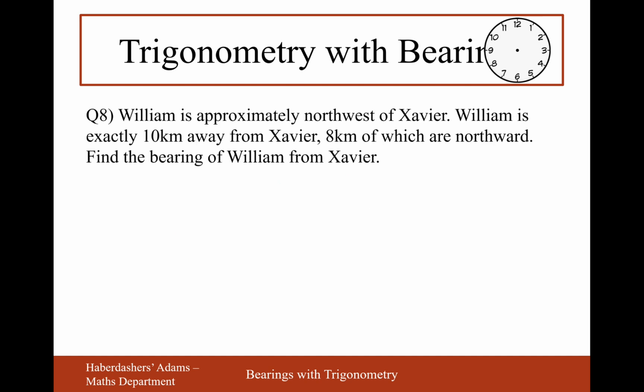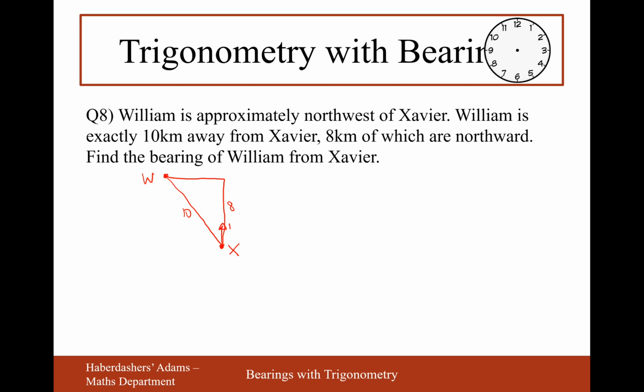And the final question in this video, William is approximately northwest of Xavier. So it's of Xavier, and William is northwest. So northwest will be up here. This will be where William is. William is exactly 10 kilometres away from Xavier, 8 of which are northward. Okay, so I'll put the northward one in there. And find the bearing of William from Xavier.